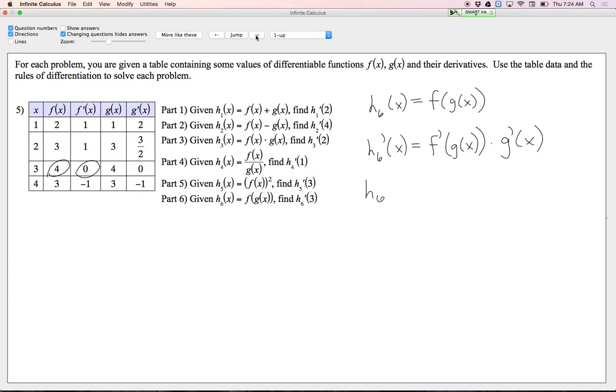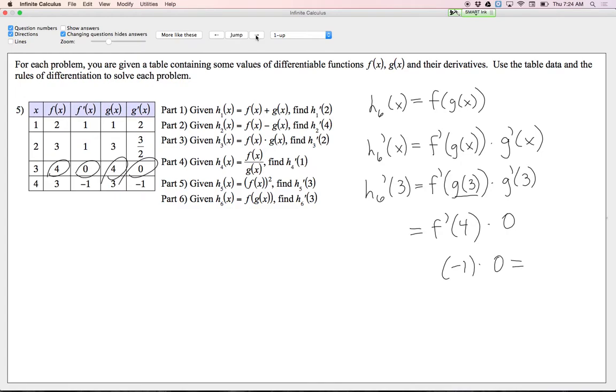And then I'm going to find h6 prime of 3, which would be f prime of g of 3 times g prime of 3. Well, let's start. What's g of 3? It's 4. So we're going to have f prime of 4 times g prime of 3. G prime of 3 is 0 again. Well, this is stupid. So no matter what, 0 times anything is what? It won't even matter what f prime of 4 is. F prime of 4, yay, it's -1, but it doesn't matter, because -1 times 0 is still 0. But at least you can see how to get it, because I'm probably not going to have a 0 in there.